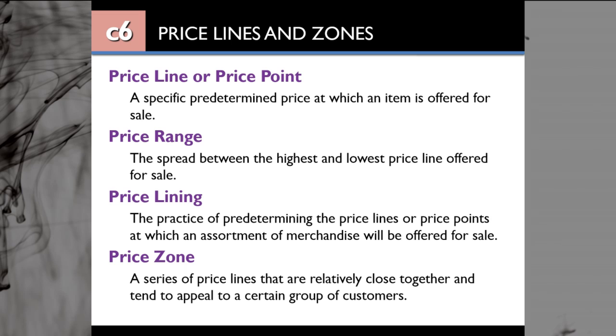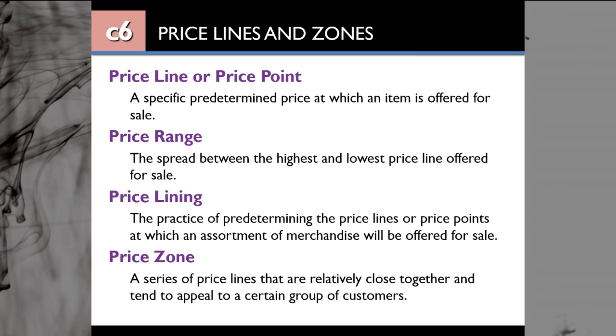Let me talk in more detail about each concept. Price line or price point is a specifically predetermined price at which an item is offered for sale. For example, a store carries a $99 shirt, and most of the shirts are around that price, and that's going to be the price line, or price point, for the shirt in the store. And price range is the spread between the highest and the lowest price line offered for sale. So store A carries jewelry costing $5, and an expensive jacket costing $300. Then your price range is going to be $5 to $300.